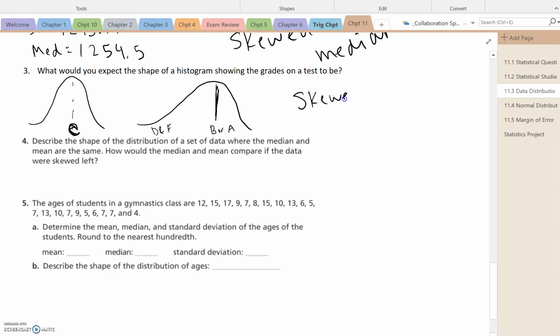So that's what we hope to see. It's hard to estimate what it would look like if we don't know anything about the test, but that's what, as a teacher, I hope my data looks like. I hope that my data is skewed left, with most students getting A's or B's on the test and only a couple students not doing so well.